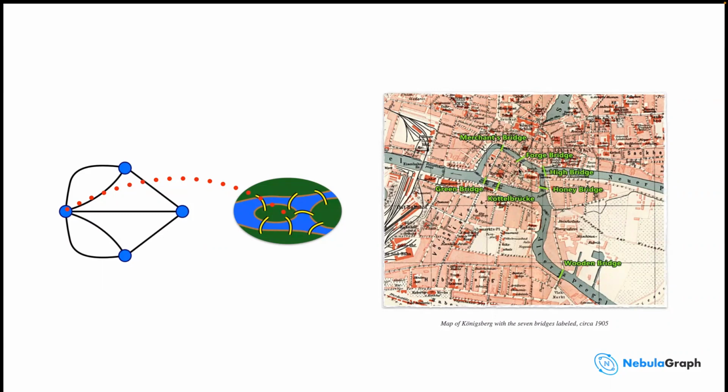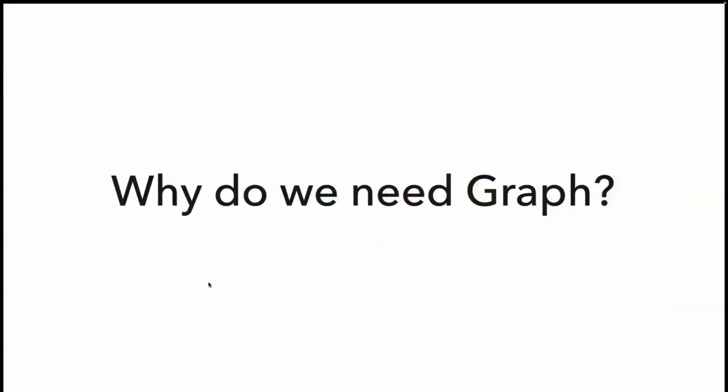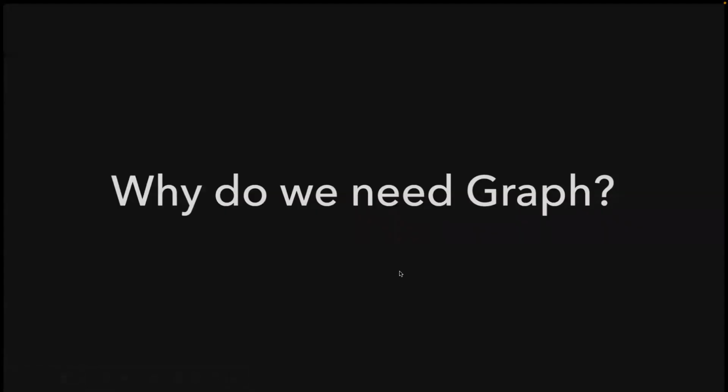When we were dealing with this problem, we finally abstracted the bridges into connections and the lands into a dot, or a vertex, or node. So this is the ultimate form of this problem in math. But why do we need to do such studies on the graph?